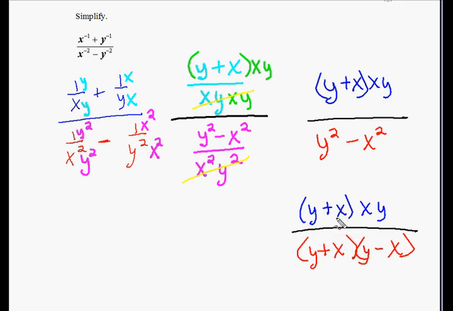So let's do a little bit more reducing. As you notice, these factors are the same, so we can reduce that. And our final answer is x times y divided by y minus x. And again, we can't do any more reducing because this has to be grouped together to be a factor, and it's not the same as either one of those factors.